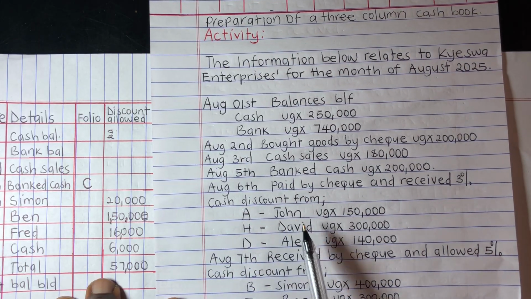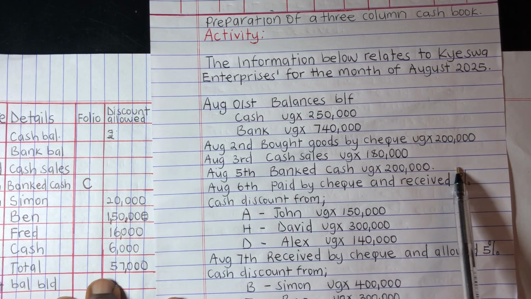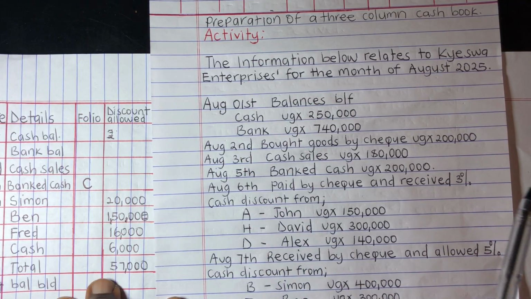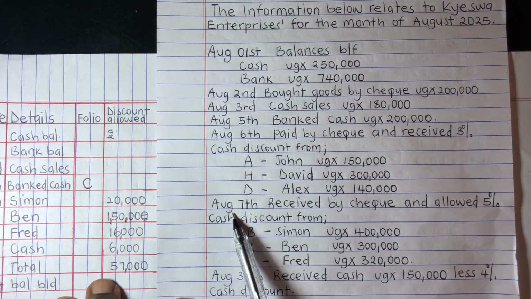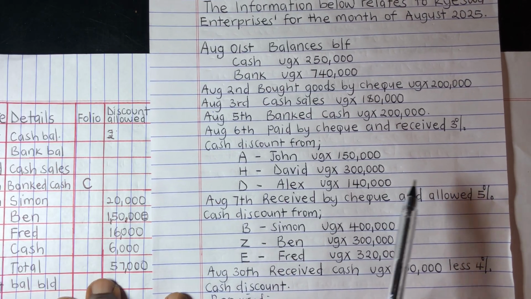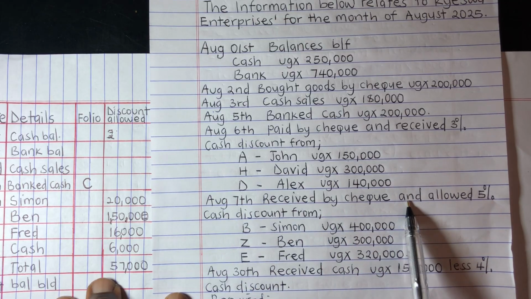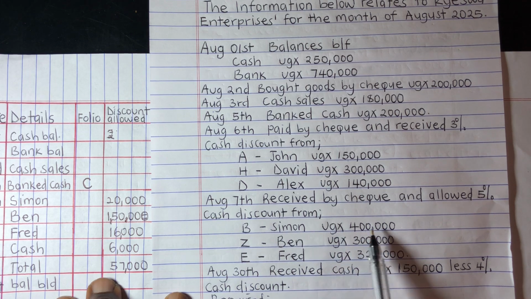So we are done posting this, and we apply this percentage, and it is recorded in the discount received side, because it is the Joshua enterprise that was receiving a discount from these people he paid. Okay, then let's go to the next transaction. We said on 7th received a check and allowed 5% cash discount to these people.